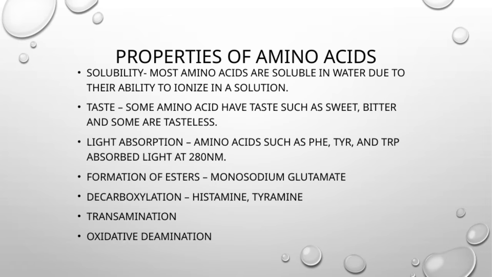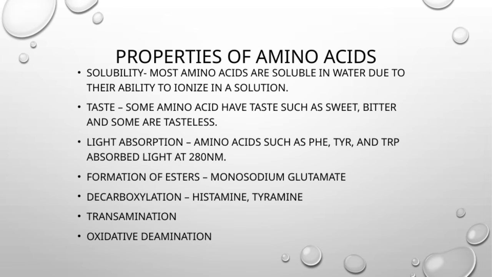Let's explore some key properties of amino acids that are essential for understanding their roles in biochemistry. First, solubility. Most amino acids are soluble in water because they can ionize in solution, which means they can carry a charge and dissolve easily. This is important because it affects how amino acids behave in biological systems.